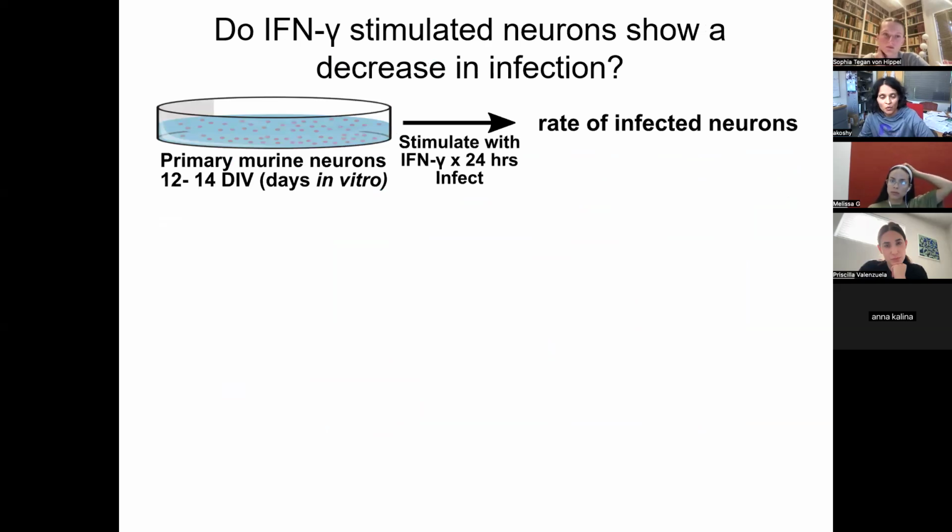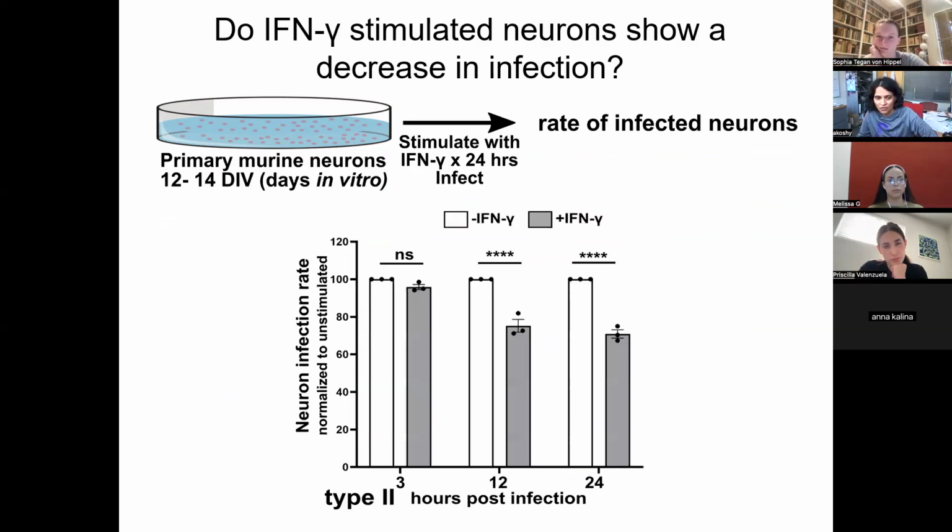So the first thing we wanted to show is, does interferon gamma actually show a decrease in infection rate? There was historical data that said it doesn't, and we were just going to re-ask that question, based on all these things that look like uninfected neurons. So we interferon gamma stimulated or didn't stimulate neurons, and we asked, what's the rate of infection? We could definitely see a drop in the rate of infection in the setting of interferon gamma stimulation.